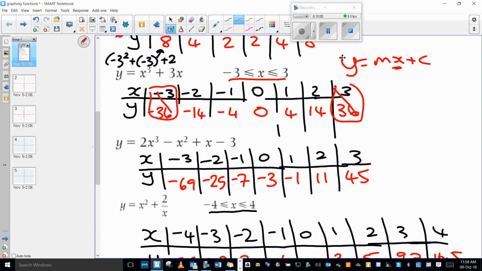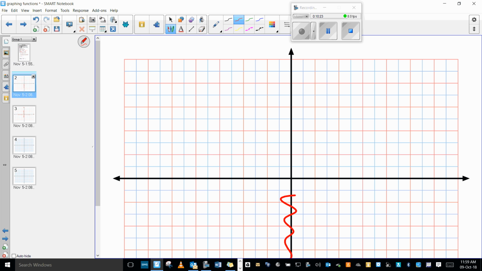So what I want you to do now, choose your scales, plot them as coordinates. If you were going to draw this graph here, you would plot the coordinate -3, -36. You would then plot the coordinate -2, -14. I'm hoping I'm not having to remind you how to plot a coordinate. If you're plotting -2, 14, you find those two numbers and where they meet, you put a dot. Okay, that's how you plot a coordinate.